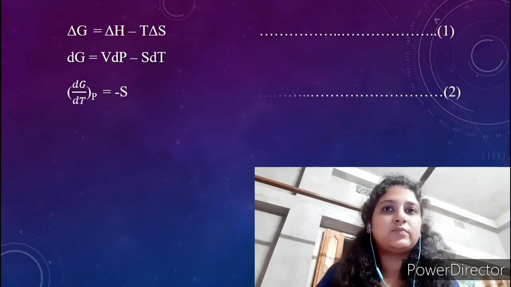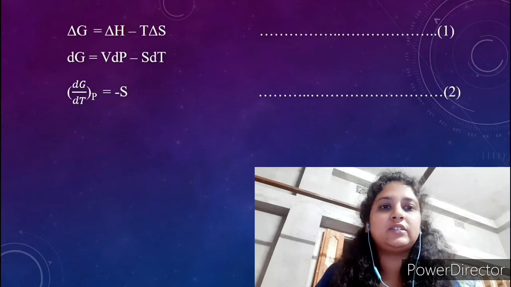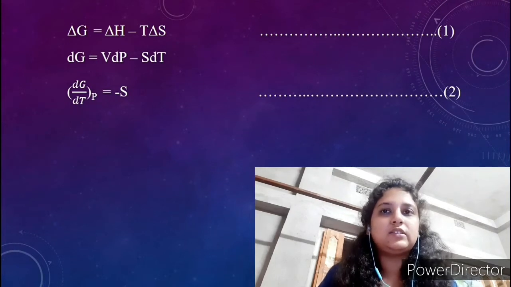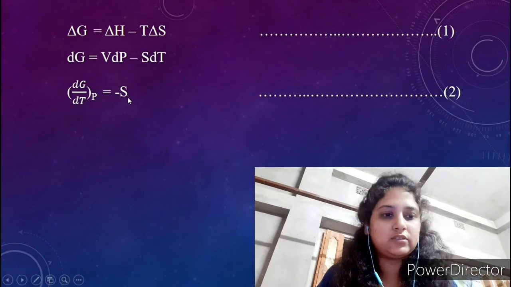Now what is the expression for S, that is entropy, from the Gibbs free energy? (dG/dP) at constant T is V, and (dG/dT) at constant P is equal to minus S. From this equation you can get that at constant P the dP part is equal to 0, so this part will be removed from the equation, and you get (del G/del T) at constant P is equal to minus S.